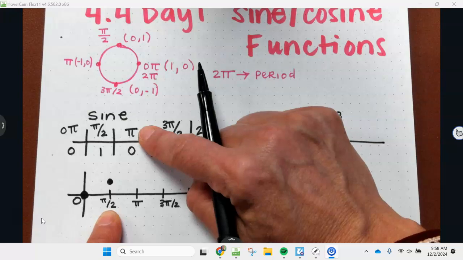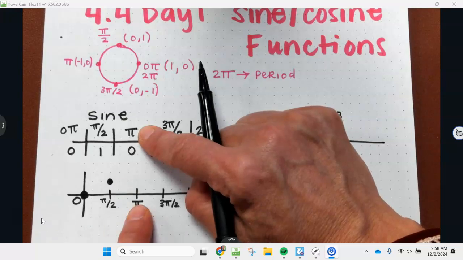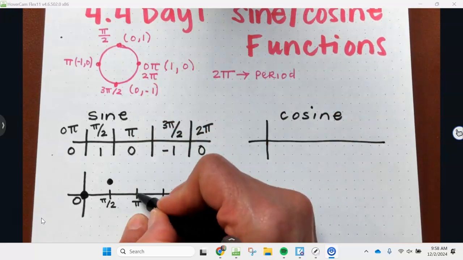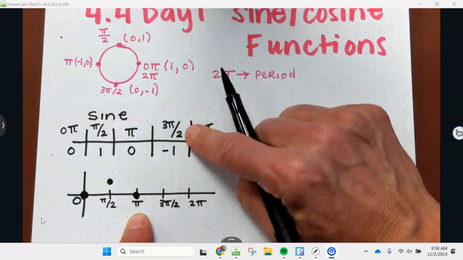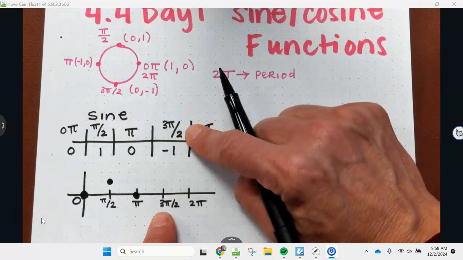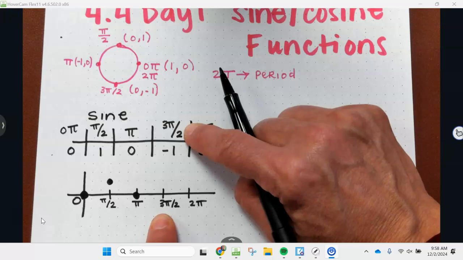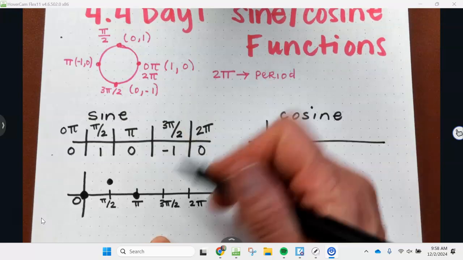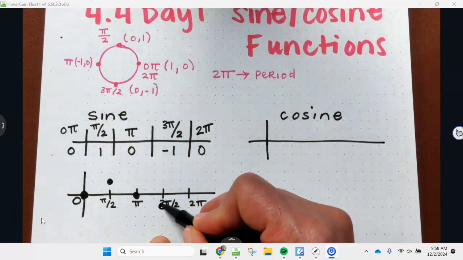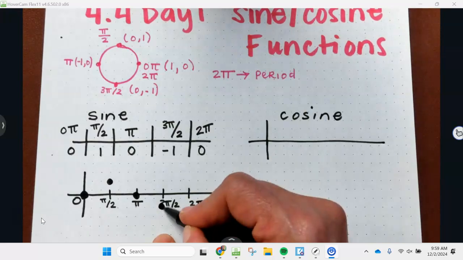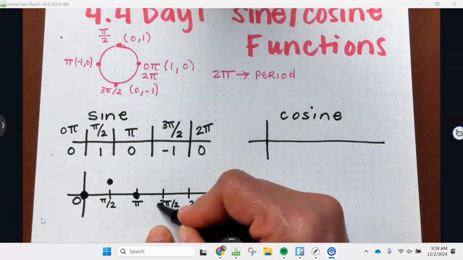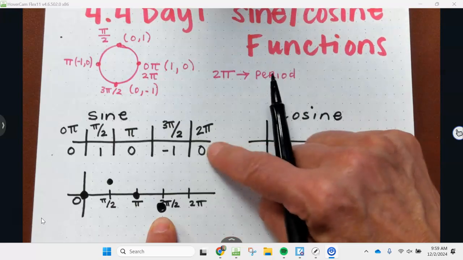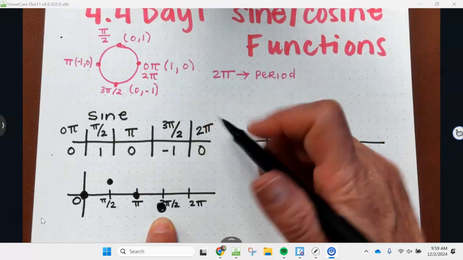Now I'm at regular pi. Regular pi has an output of 0, so this is going to be on the x-axis. 3 pi over 2 is where it reaches its lowest amount of -1. So here's -1 right here. I'm going to kind of cover up that 3, but that's okay. And then it's back to the middle at 2 pi.